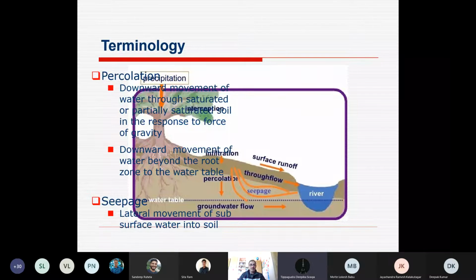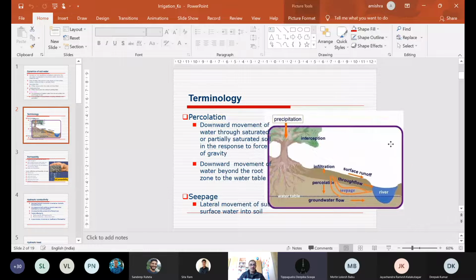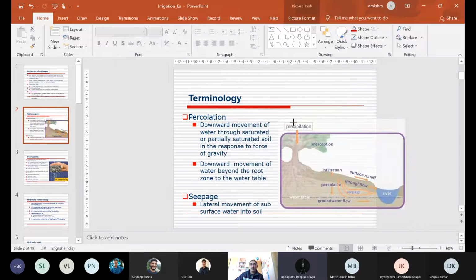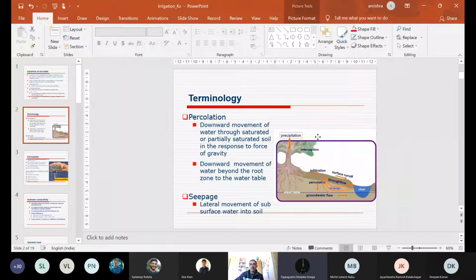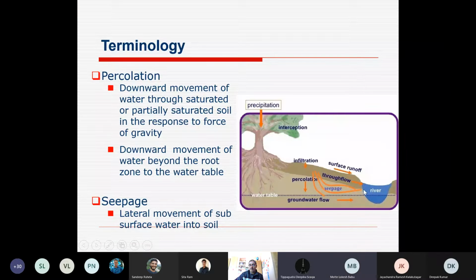So I correct this. That is important. Why it is happening. And this is smaller, but it is okay. Sorry. Can you see the slide? Yes, sir. Can you see the slide?